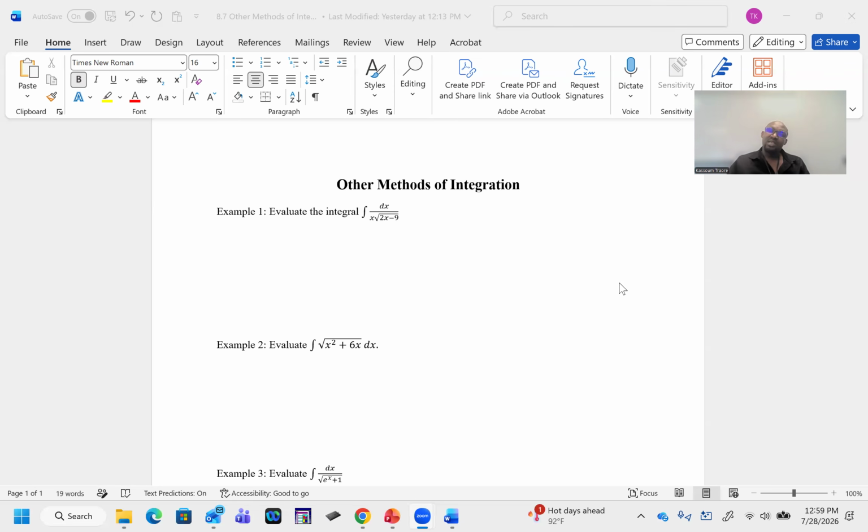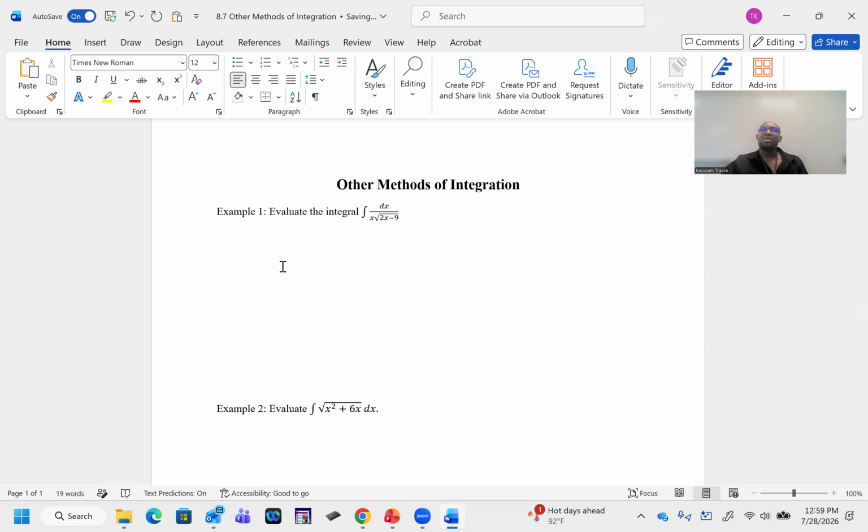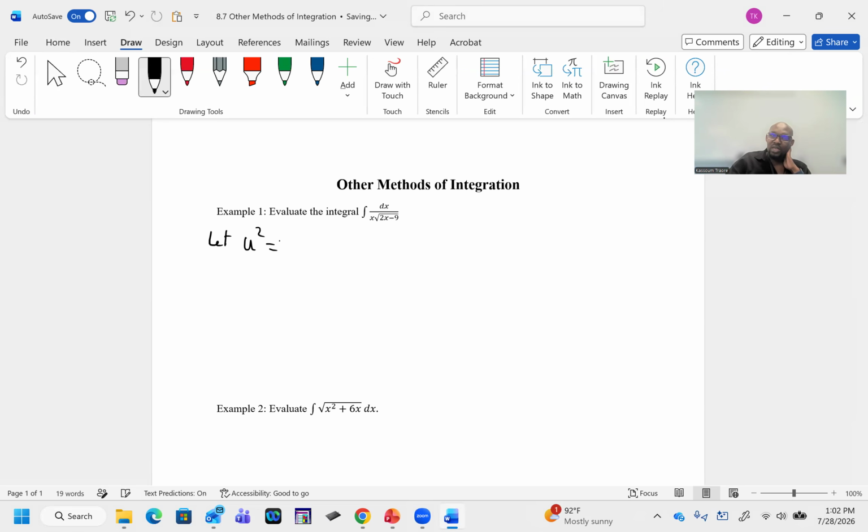So you can see, again, do not forget, we do not have a quotient rule on integration. So if I have this type of integration, it requires time to solve, right? And if you do look at this, substitution is the best way to solve this one. We just say let u squared be equal to 2x minus 9 because I want to get rid of my radical again.